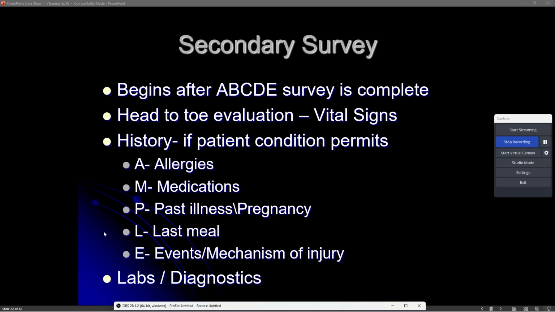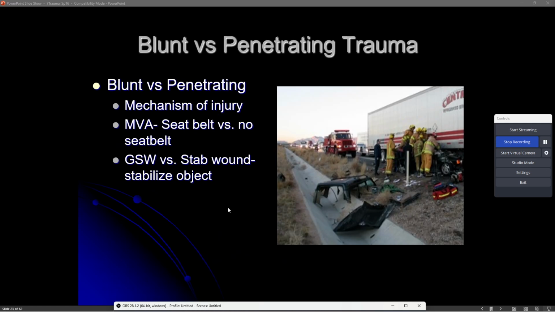Secondary survey: after you do the ABCDE or ABCD, head-to-toe evaluation and vital signs, we're going to do what's called a history, and this one is SAMPLE. SAMPLE's been around forever. It's the easy way to remember this. We're going to do signs and symptoms, allergies, medications, past pertinent medical history or pregnancy, last meal, and events or mechanism of injury leading up to injury. Then lastly, labs are diagnostic.